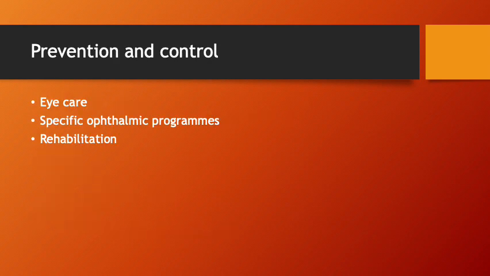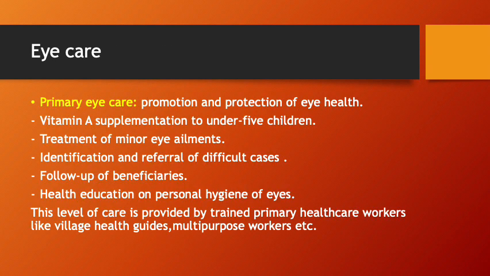Now, prevention and control of blindness can be considered under three heads. First, we have eye care, then the specific ophthalmic programs, and then the rehabilitation. Now, coming to eye care, we have three levels of care: primary, secondary, and tertiary.